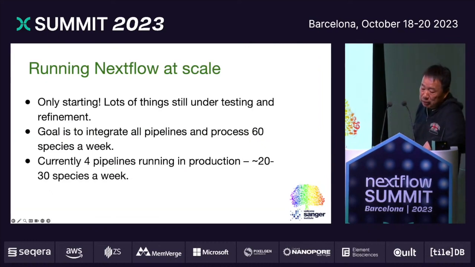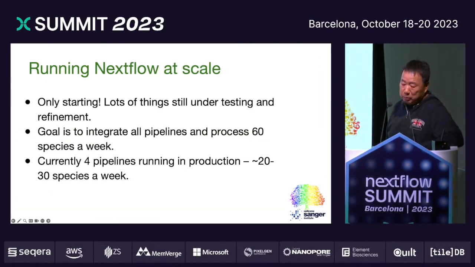Like I said, currently we have 4 pipelines running in production, about 20-30 species per week. Our target is 60 species per week, integrating all the pipelines in this way. Everything has only just started. We're still testing and refining everything here.